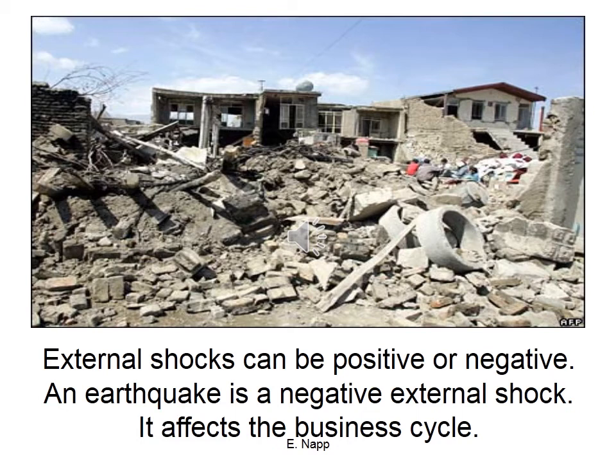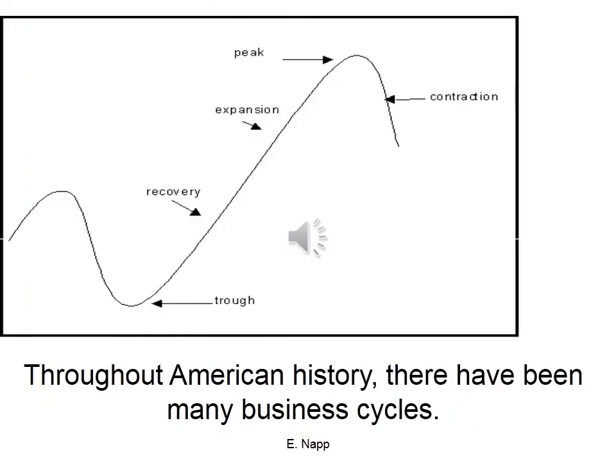On the opposite, external shocks can be positive or negative. An earthquake is a negative external shock. It affects the business cycle. So throughout American history, there have been many business cycles.